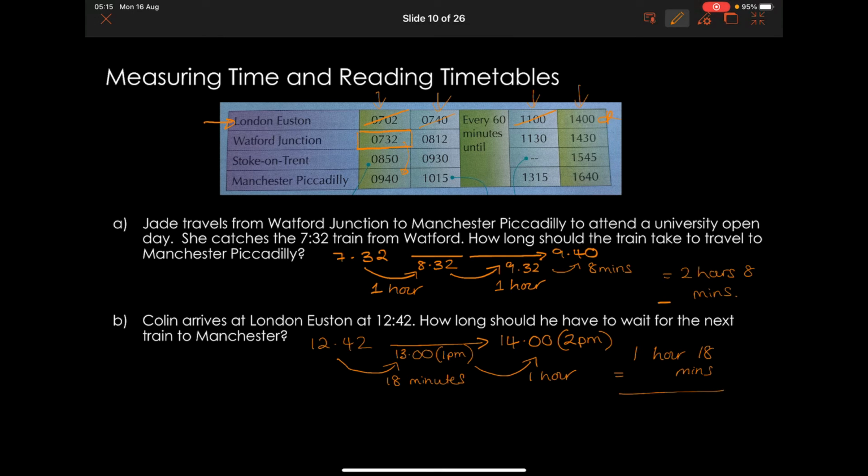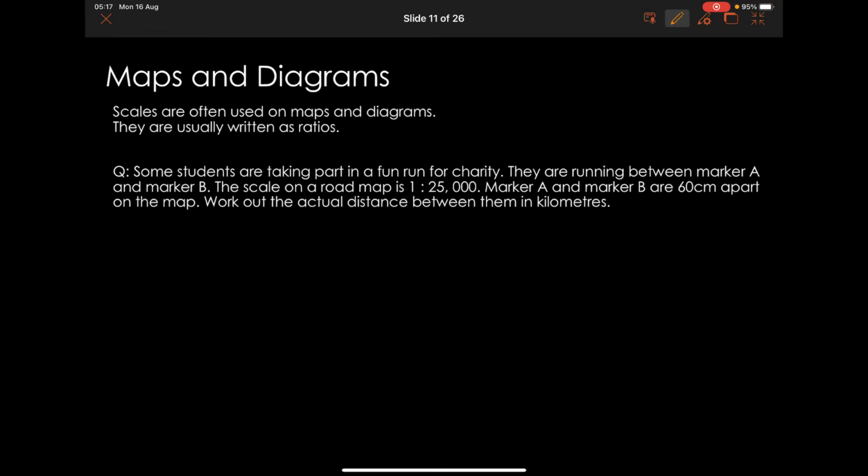Okay? Alright, so I hope you got those 2 correct then when you had a go. Alright, let's move on to doing something a little bit different, and we're going to move on to doing maps and diagrams now. Okay, so now, maps and diagrams. Sometimes you'll get questions without any maps or diagrams to look at, and scales are often used on maps and diagrams, okay, and they're usually written as ratios.